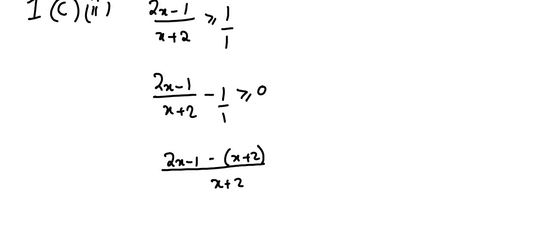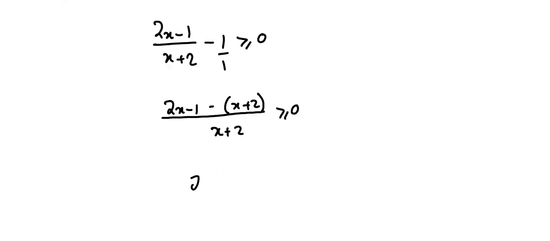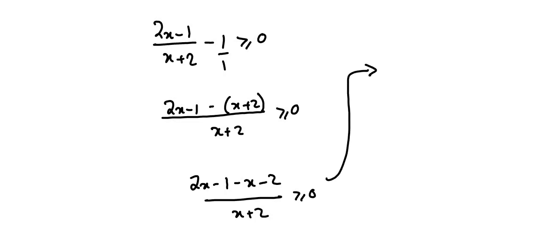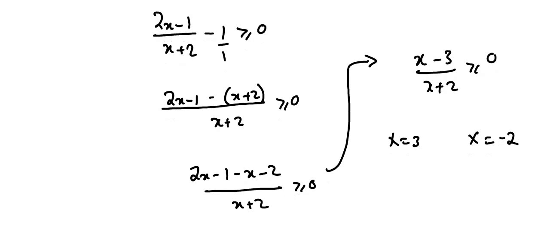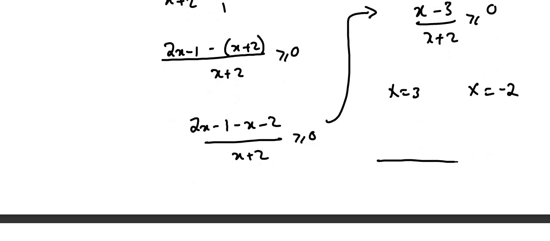Down you just have x plus 2 greater than or equal to that. This will give you 2x minus 1 minus x minus 2, over x plus 2 greater than or equal to 0. And this will change to just give us x minus 3, then you have x plus 2 greater than or equal to 0. So you have two answers. You solve the top part, it will give you 3. You solve the down part, it will give you negative 2. Then now you're going to make a table to check. So we have negative 2, then we have 3.